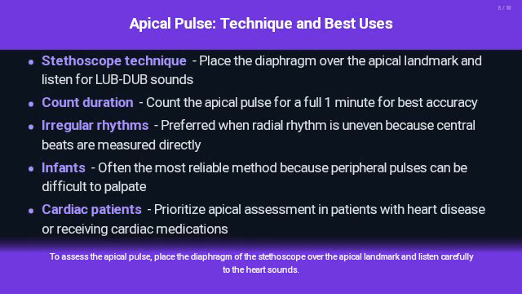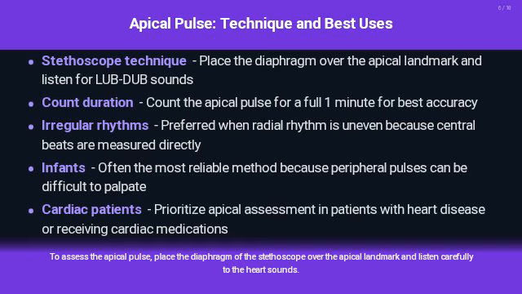Apical assessment is especially useful when the radial pulse is irregular, because you are listening directly to the heart rather than depending on peripheral transmission of the pulse wave. It is also the preferred method for infants, whose small peripheral arteries can make radial palpation difficult.